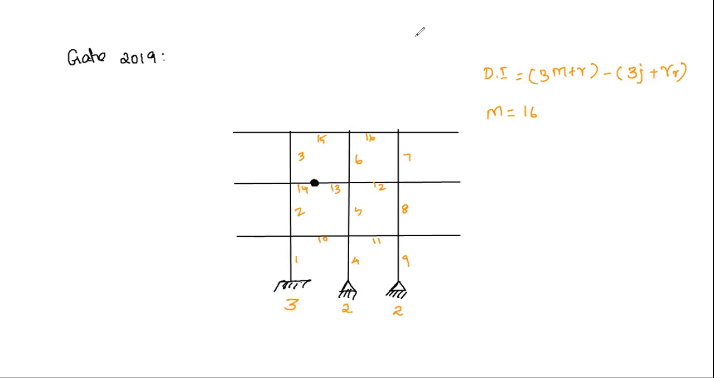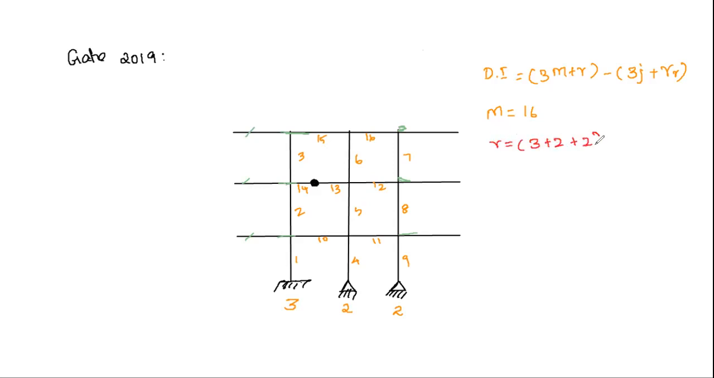Every sum will have a different hint. The hint in this sum is that we should not count these as members, because overhanging members should not be considered as a separate member. These are all overhanging portions of this continuous member, so they should be considered as the same member. So we won't consider this one as a separate member. So M is 16.